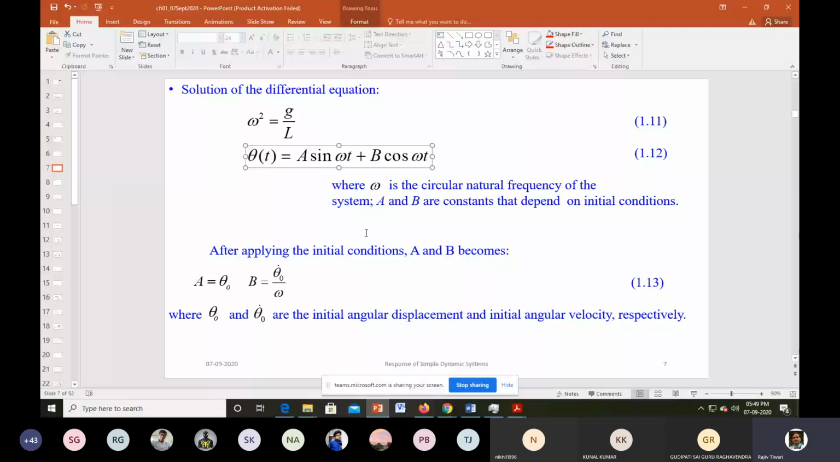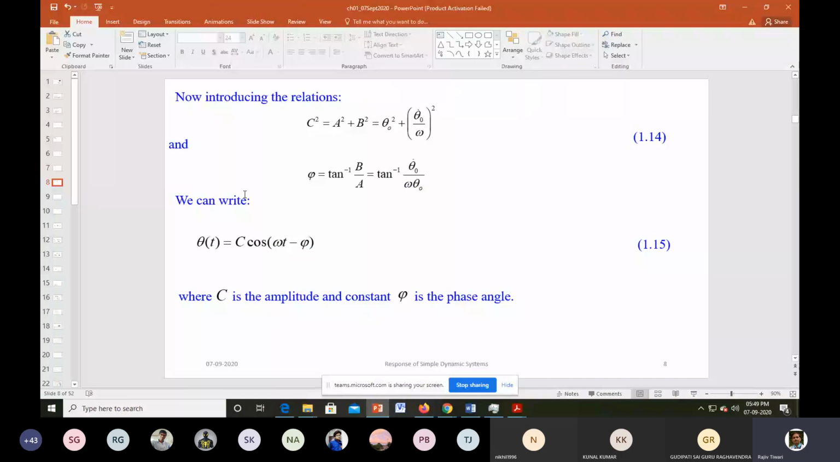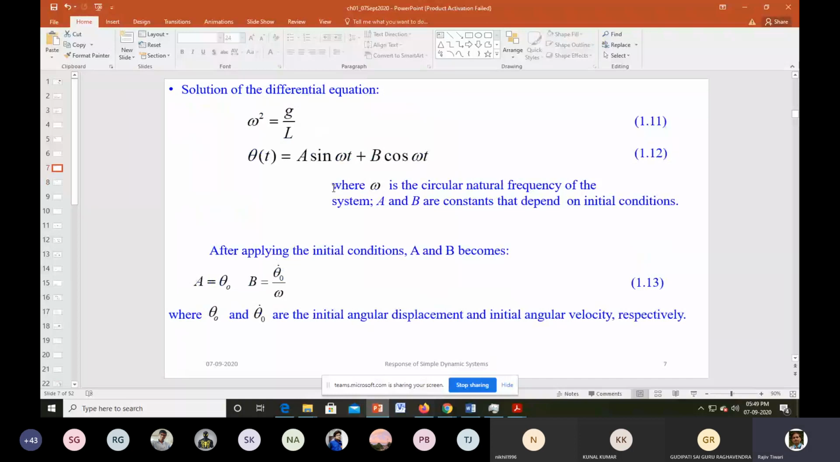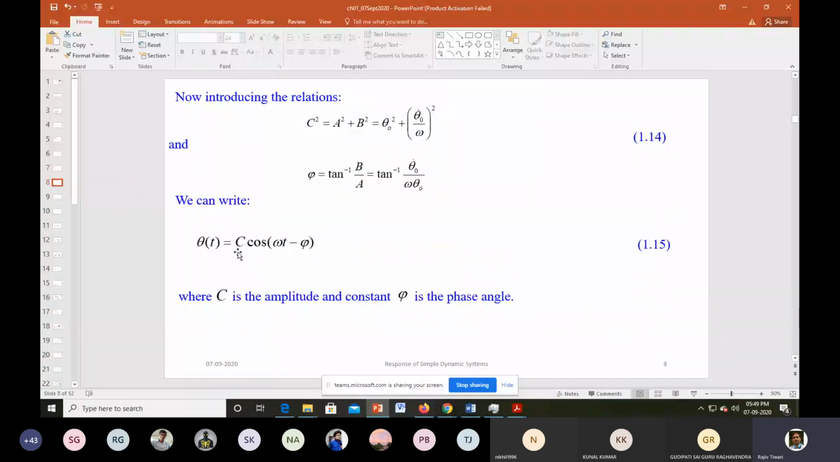Okay. So there are different ways we can write this A and B in the form of amplitude and phase. The previous equation can be written in amplitude and phase form, like C cos(omega t minus phi). C is the amplitude, which is defined in terms of A and B like this: the square of A plus the square of B, and the square root of that gives us C. Phi is the tan inverse of B by A, and we know A and B.